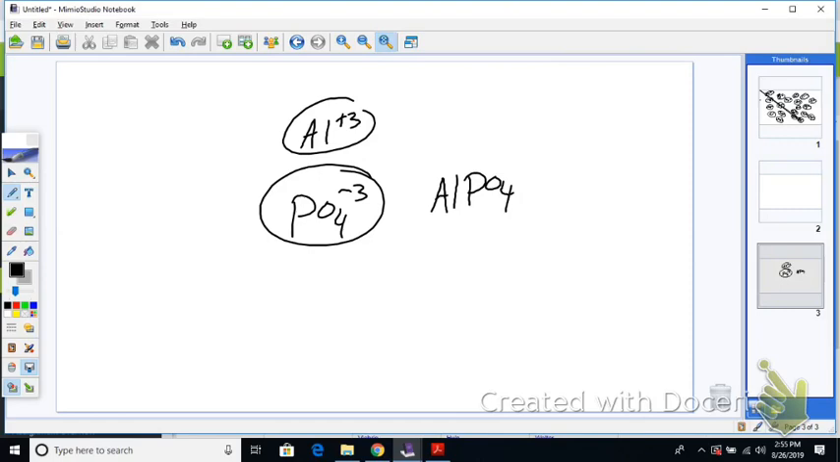Is there any subscripts I need with that? If I have 1 of both of these, they already equal out when we combine them together. The charge is going to be 0 once we put them together, right? Okay, so that's AlPO4. All right, let's do another one.